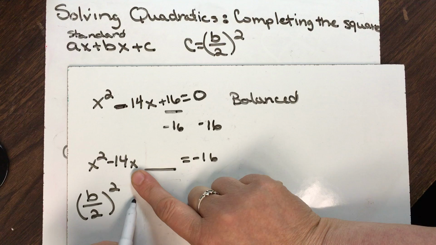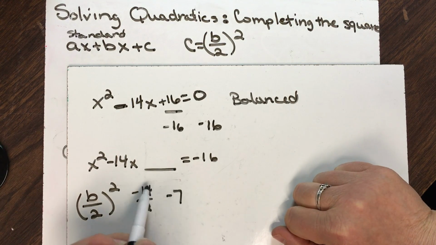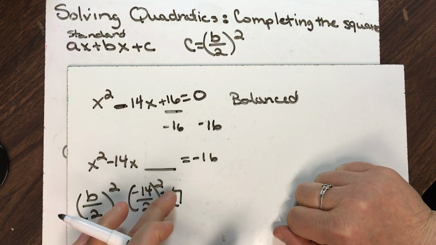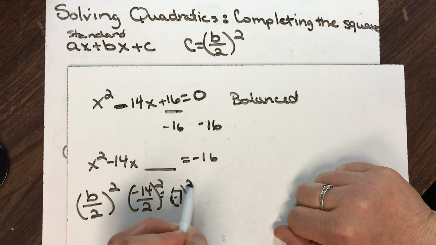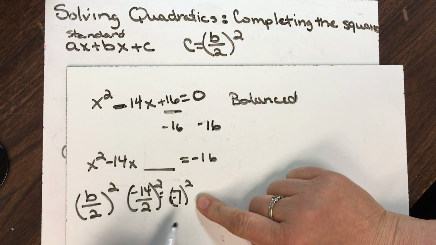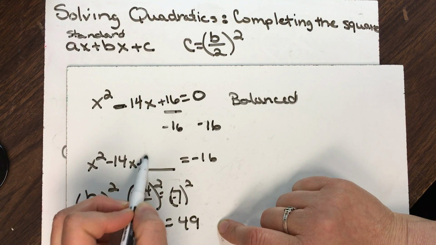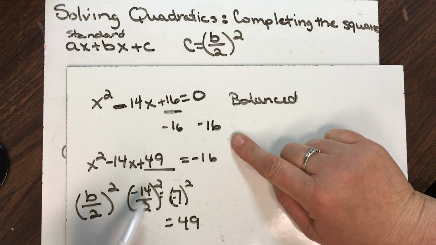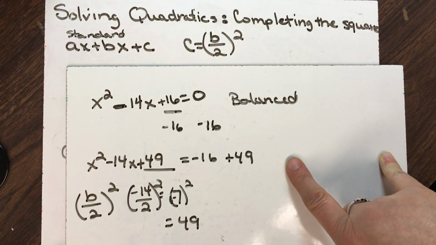Now I can rebuild that using b divided by 2 squared. Alright, so negative 14 divided by 2 is a negative 7, and we're going to come back and square that. Whoops, I want that negative on the inside. And if you're doing it in the calculator, you want to make sure that you have that negative on the inside, or you're going to get a completely different answer. So this is 49. Alright, so that would go in here, positive 49. But we talked about balanced a minute ago. So if I add something to this side, I have to add something to this side.